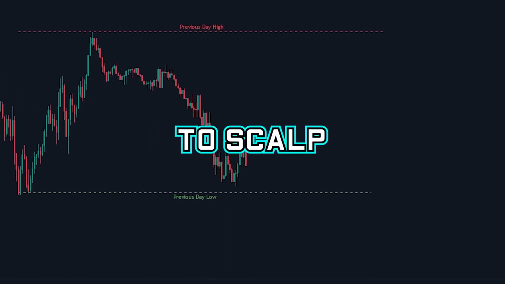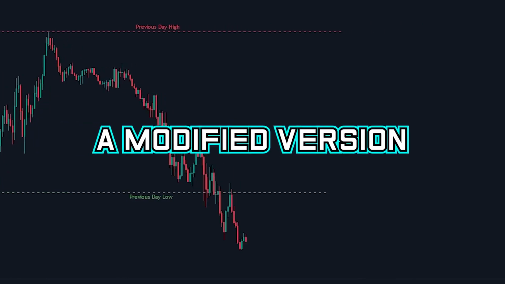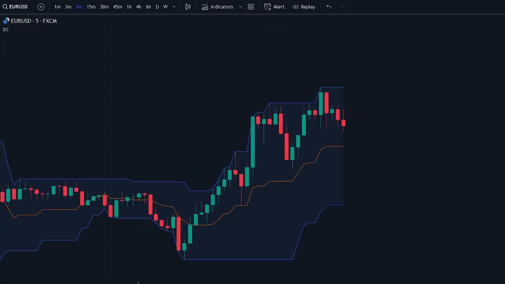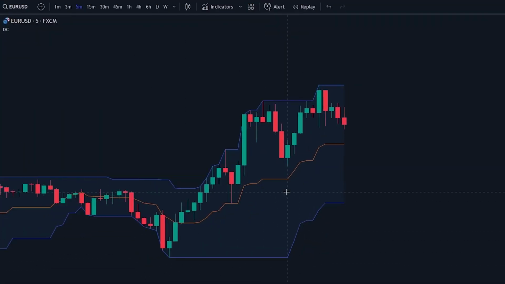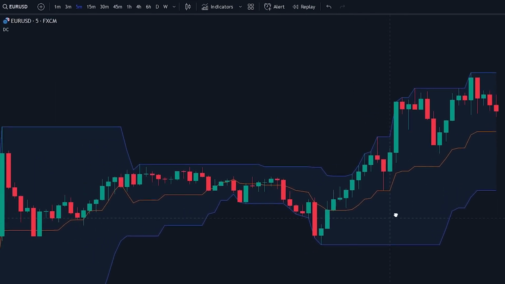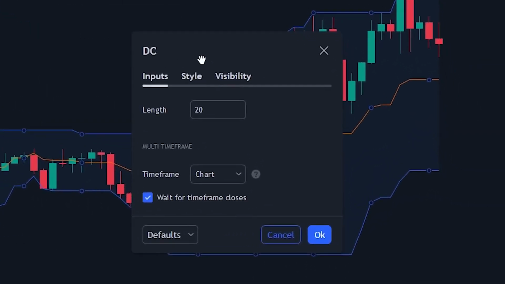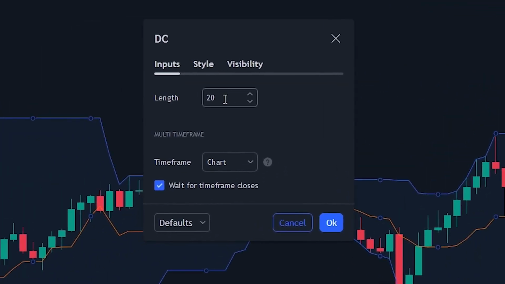Since we are looking to scalp or day trade, we will be using a modified version of this strategy by using the Donchian channel indicator. Now that we know the basics of the strategy, let's change the indicator settings. Navigate to the Indicator Settings tab and click on the Inputs tab. Here we will first be changing the length of the indicator. Since we are using the 5-minute time frame, we will be changing the length to 96.